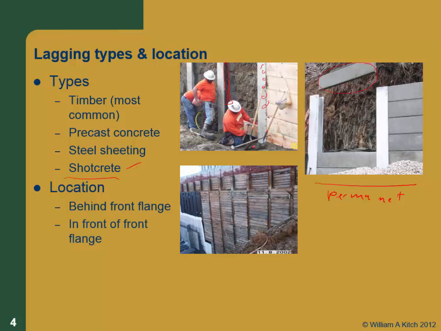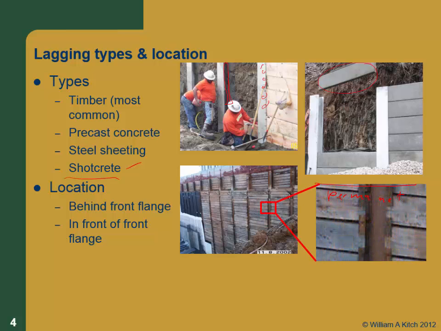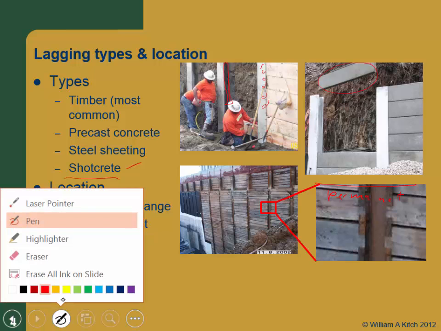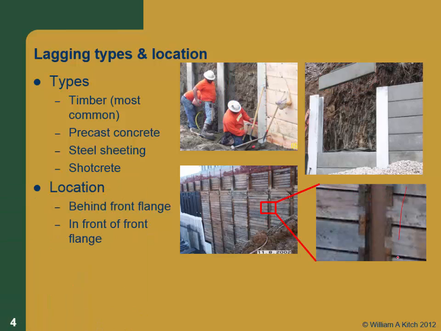It can also be placed on the face of the front flange, but then you need some kind of a clip or something to hold it on. And that's the way this wall is designed. But if you look at this, you can see there's these clips that are actually welded on to the face of the flange, and the lagging is going right up against the face of the flange. The advantage of that is you just excavate straight to the face of the flange. It's a little easier to excavate, particularly with excavation equipment. Depending on how you put the clips on there, it can be a little faster to install the lagging.